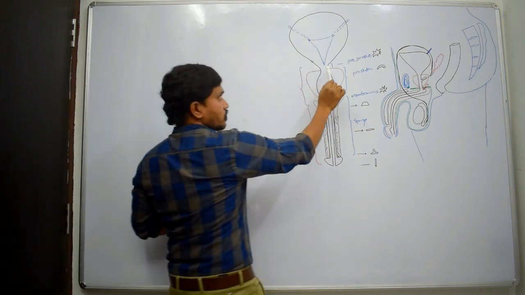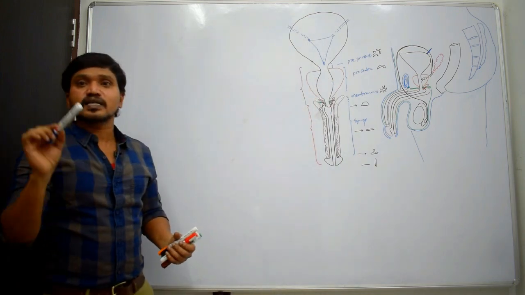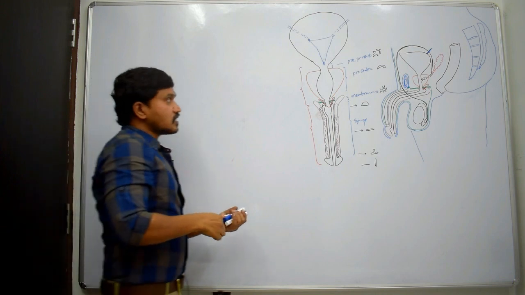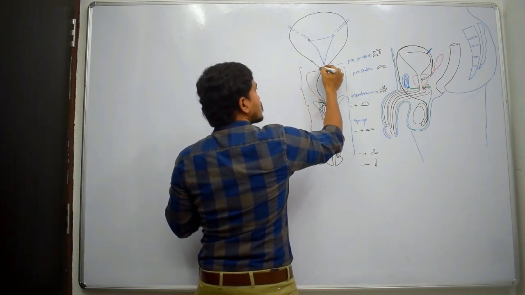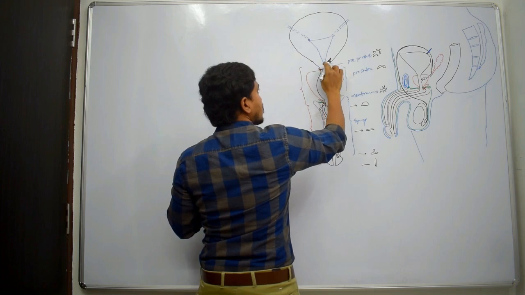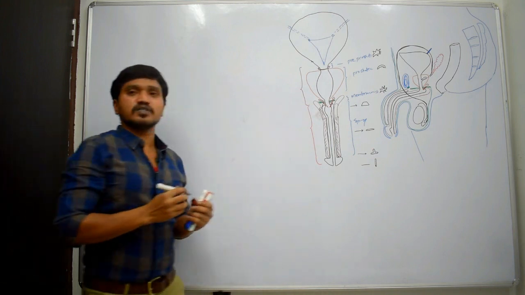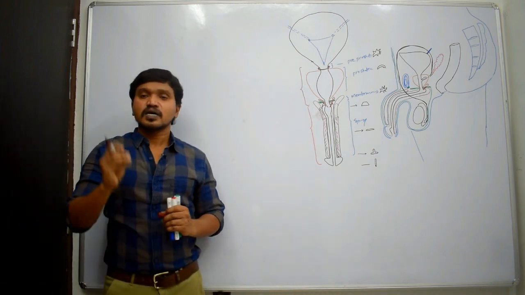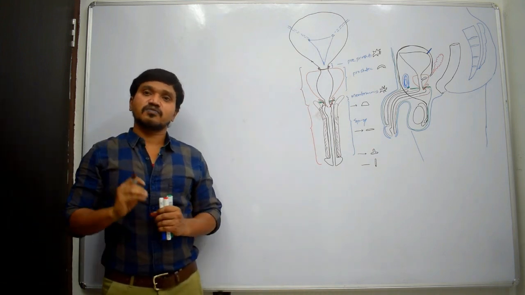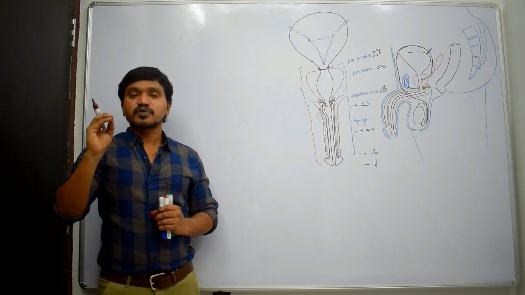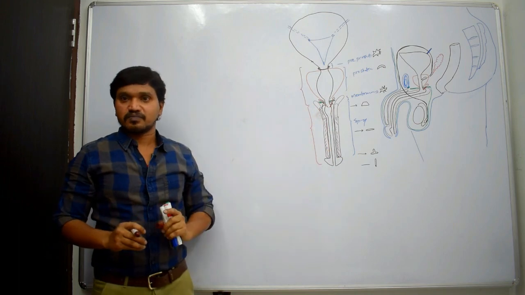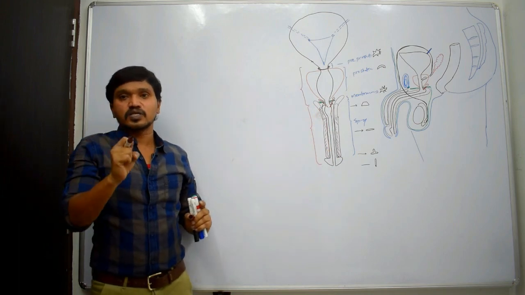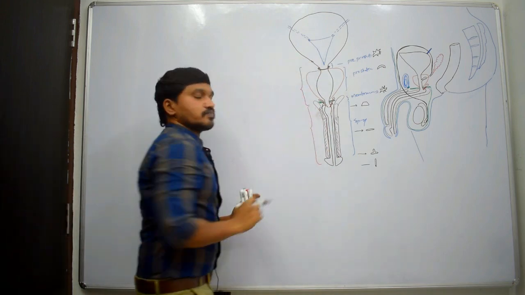This pre-prostatic part contains the internal urethral sphincter. That means it is surrounded by smooth muscle fibers. They form a sphincter. That sphincter we are calling the internal urethral sphincter. What is the function of it? The internal urethral sphincter maintains the continence of urine. That means it prevents the dribbling of urine from the urinary bladder through the urethra. That means it tightly closes the neck of the urinary bladder.